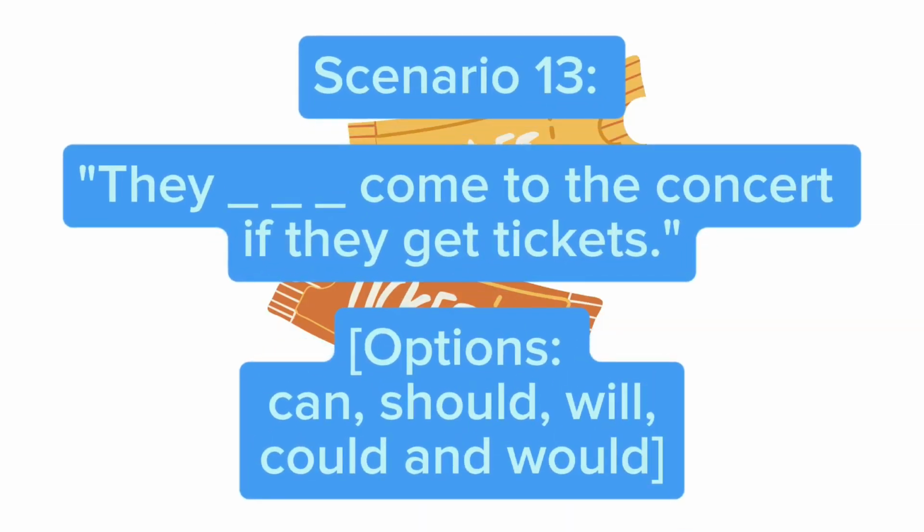Scenario 13. They come to the concert if they get tickets. Options: can, should, will, could, and would.